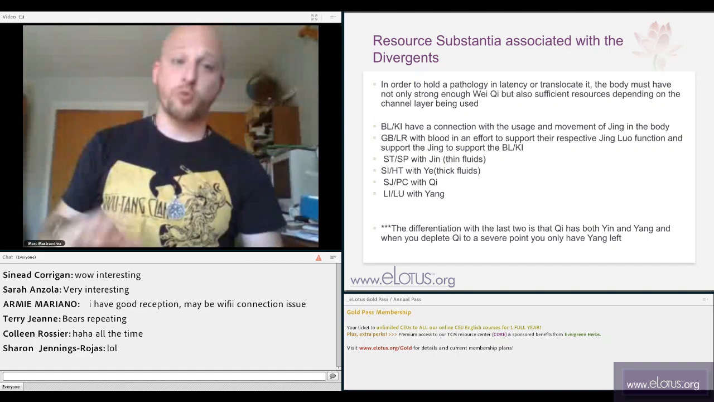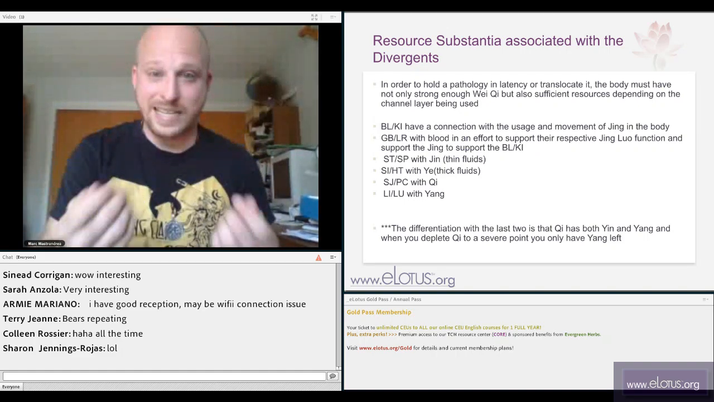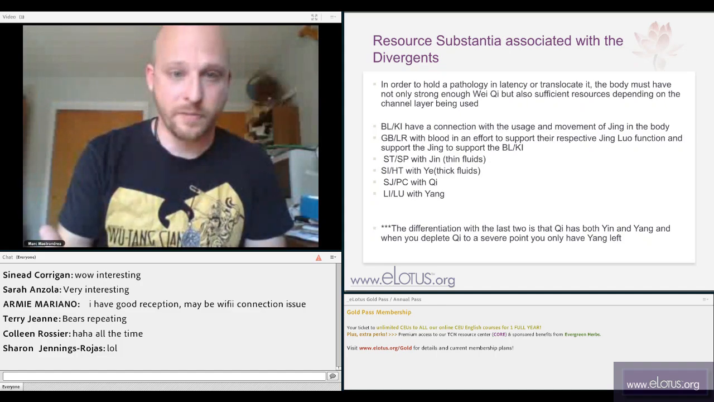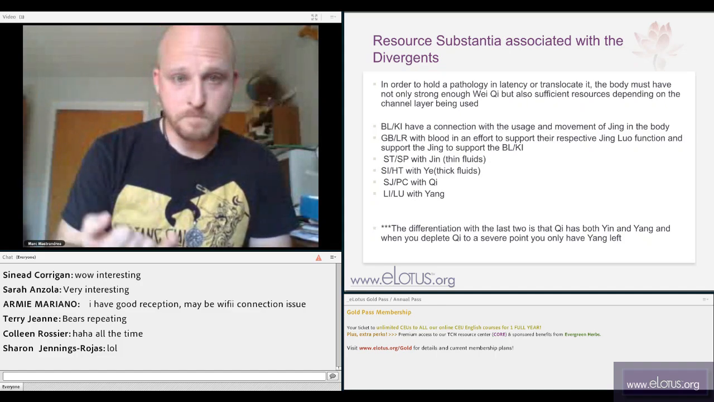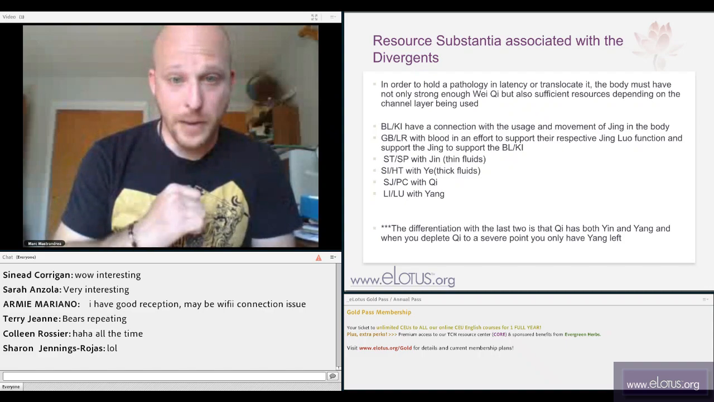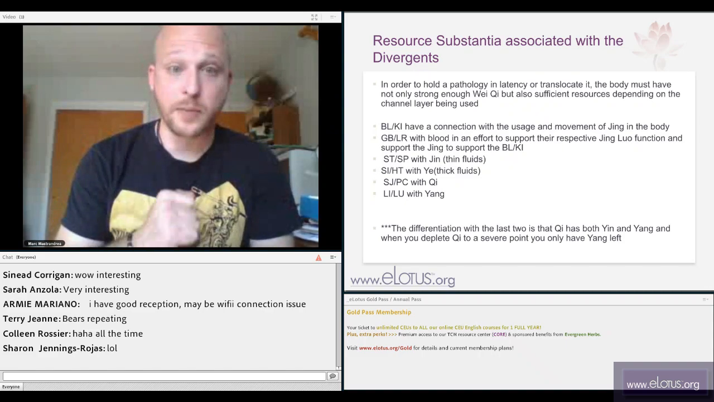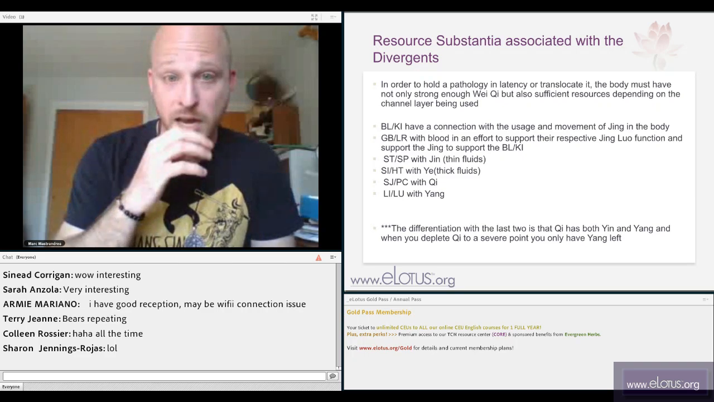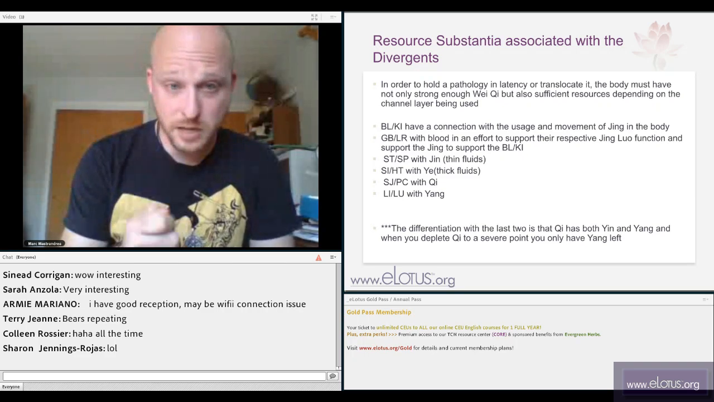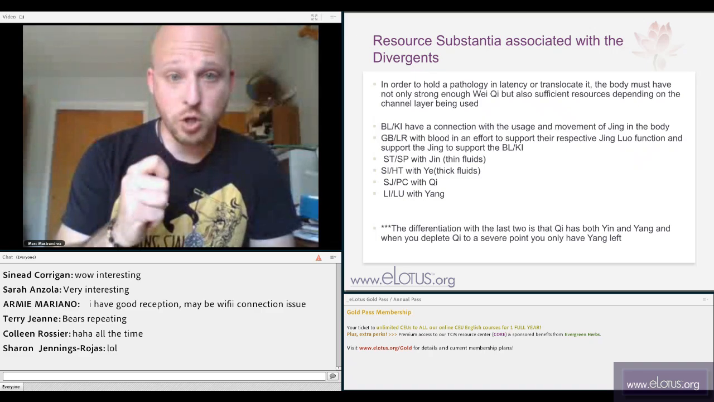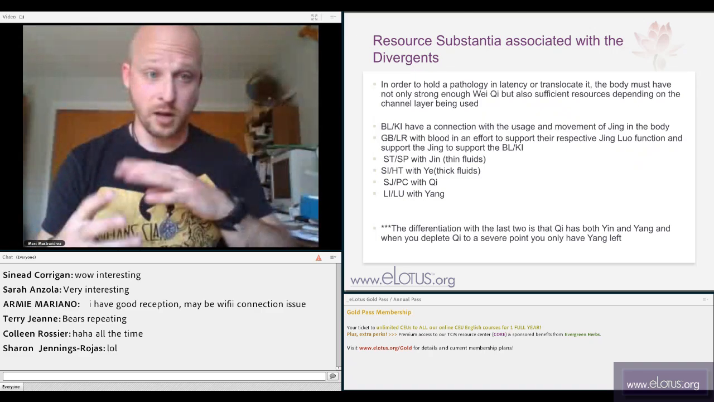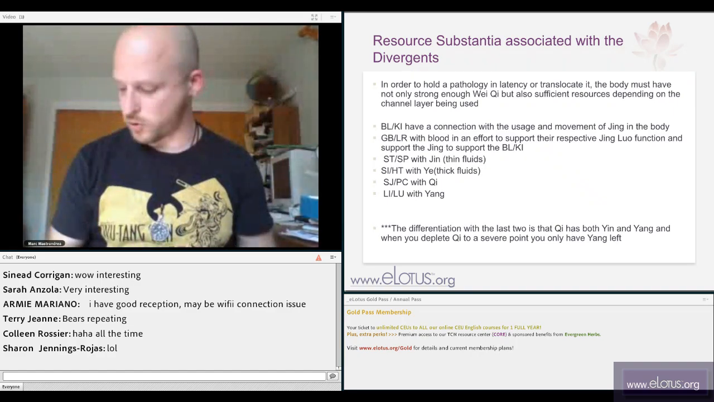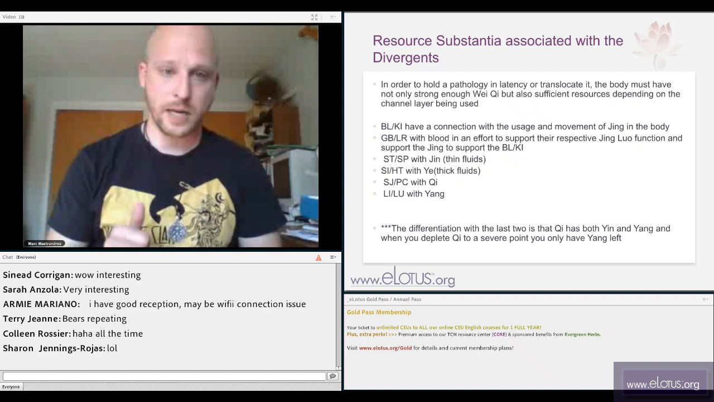I call it the substances or the resources, like substantia, right? Like the essence, the substances that you need to use. So these resource substantia are associated with the divergence. This is important to know. In order to hold on to a pathology in latency or to translocate it, the body must not only have enough wei qi that is sufficient, but it also depends on the channel layer and how much of the substance associated with that layer. It's not that complex once you start to use it, but it may seem that complex in the beginning.